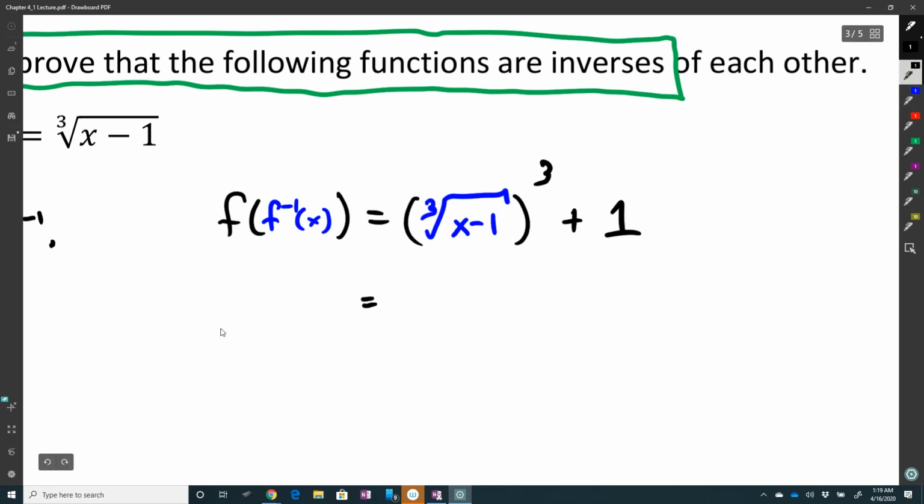Anyway, so notice that everything starts to cancel out. The cube root cancels with the cubed, and you're left with x minus 1 plus 1, and then the minus 1 plus 1 cancel, and you're left with just x.